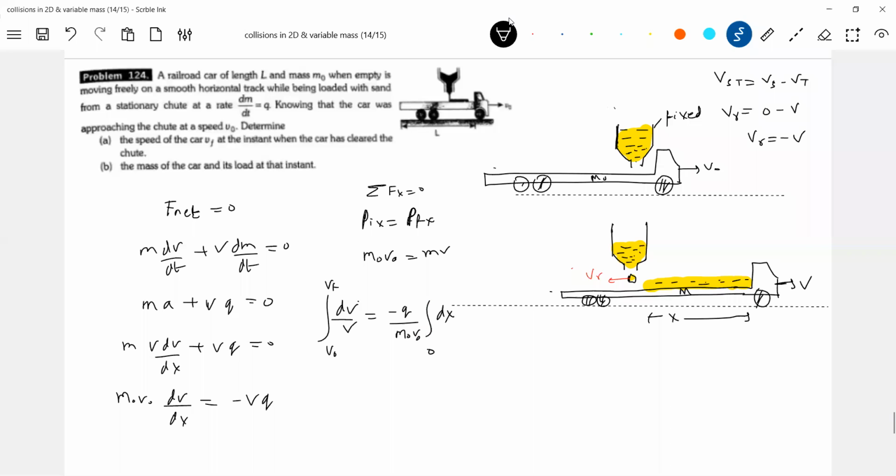It is asking for the velocity finally when it attains. When x equals 0, it was v naught. So finally, what happened when the rear end of the trolley reaches the chute, or say this particular hopper? So x equals L. Solve this. Log of Vf by V naught equals minus QL by m naught v naught. Okay, this is the expression for the speed of the truck when it finally ends up.